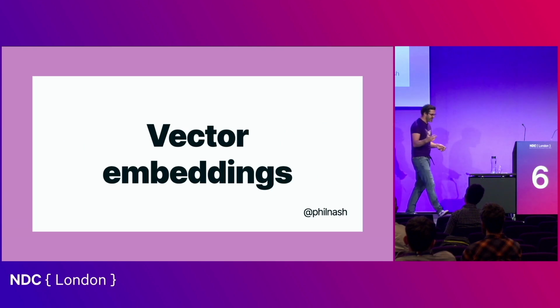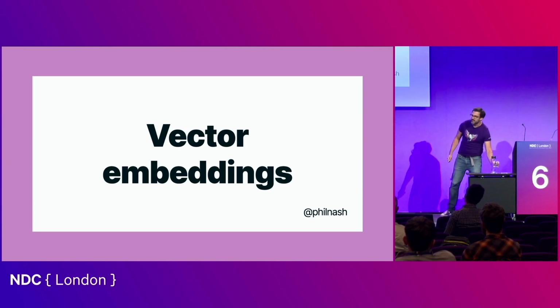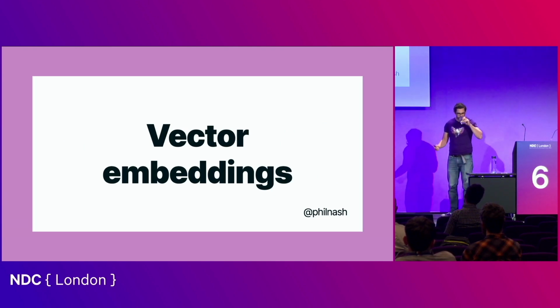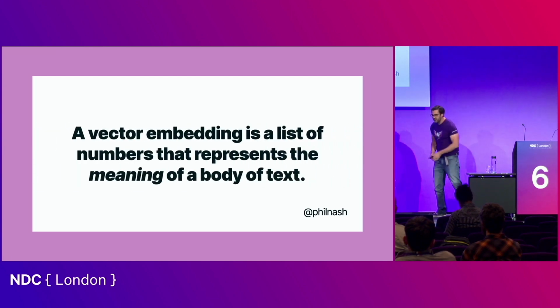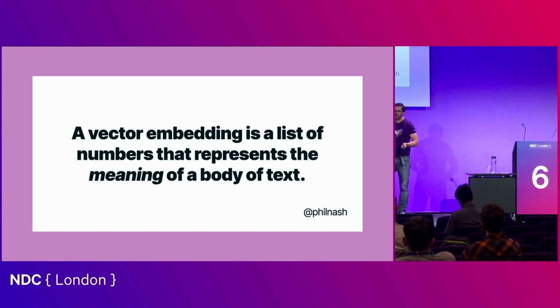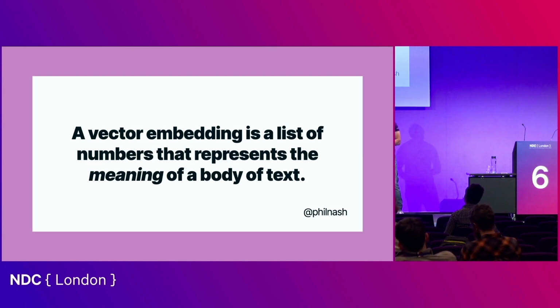The answer to that, at the moment at least, is by using vector embeddings. Vector embeddings are really interesting. They are effectively a list of numbers that represent the meaning of a body of text. Or they can be multimodal: we can represent images and other media as a vector embedding as well. It's a list of numbers, a point in a multi-dimensional space that represents the meaning of a body of text.